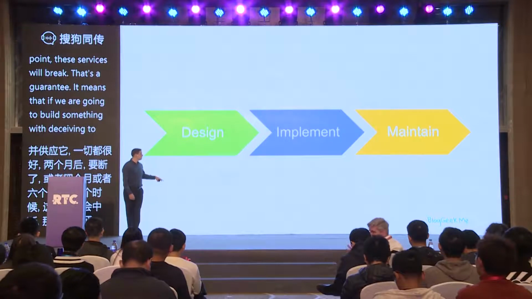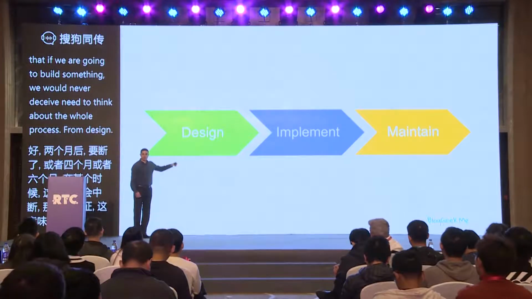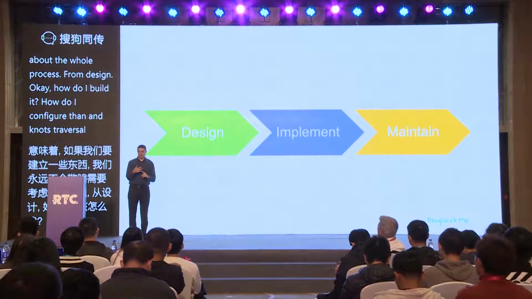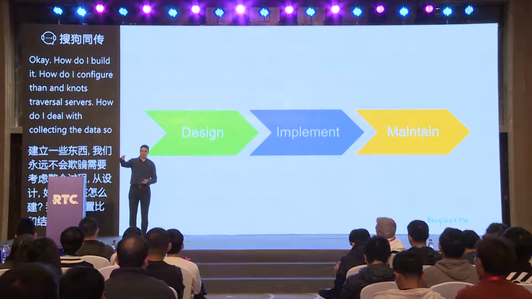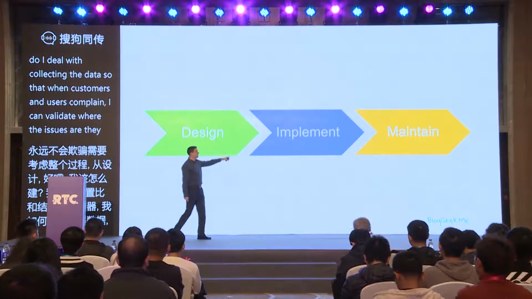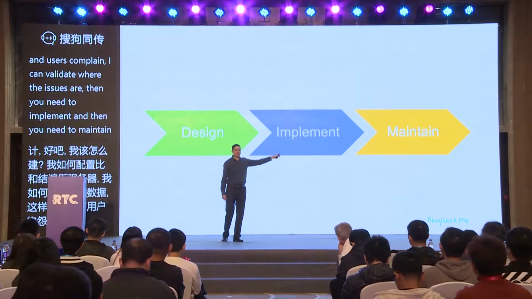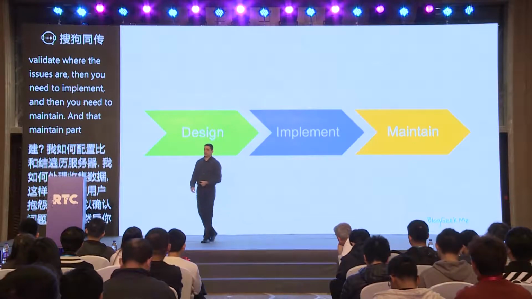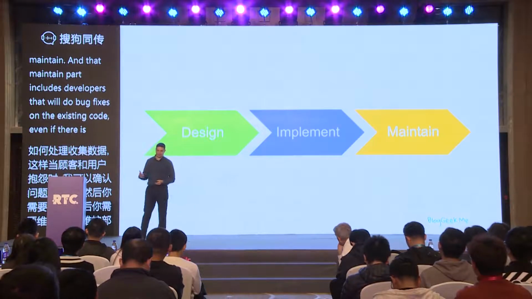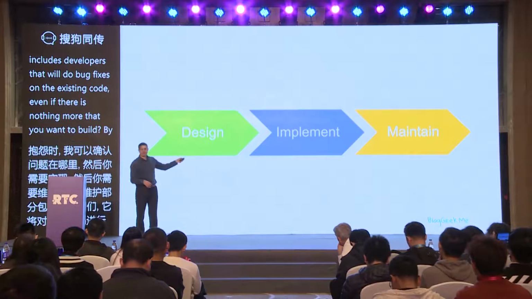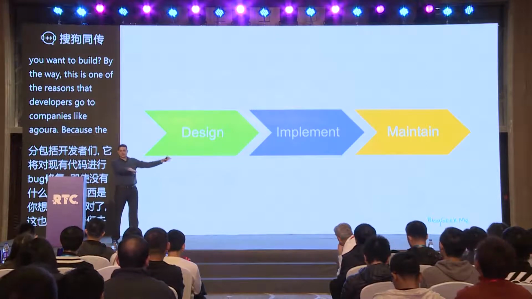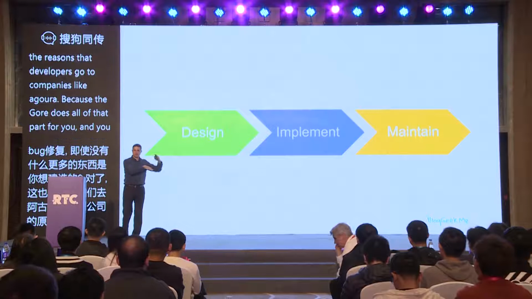From design, okay, how do I build it? How do I configure the NAT traversal servers? How do I deal with collecting the data so that when customers and users complain, I can validate where the issues are? Then you need to implement, and then you need to maintain. And that maintain part includes developers that will do bug fixes on the existing code, even if there is nothing more that you want to build. By the way, this is one of the reasons that developers go to companies like Agora. Because Agora does all of that part for you, and you just deal with the API on top of it.